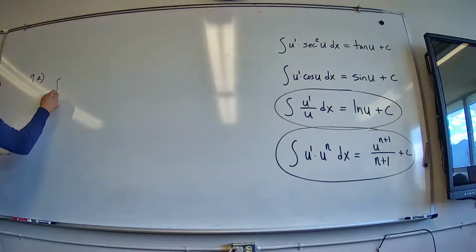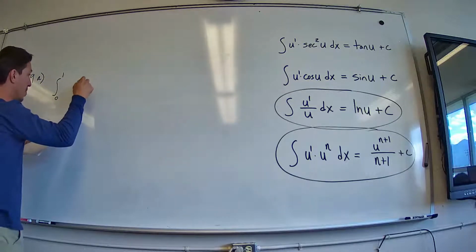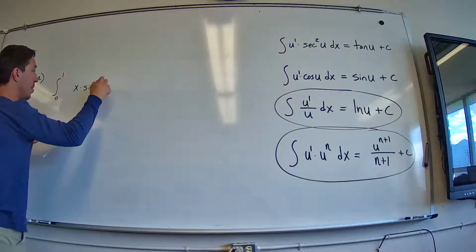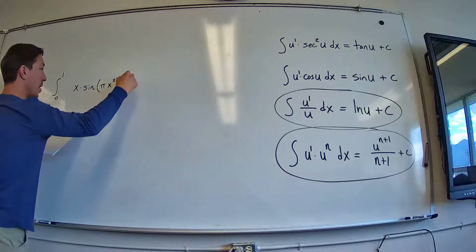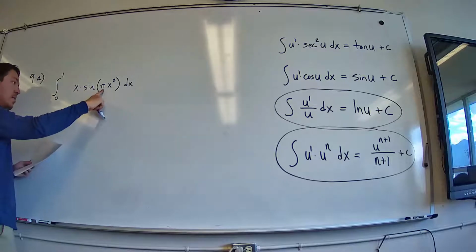It says go from 0 to 1 of this function, x times the sine of pi x squared, dx. What is that? It's a number.